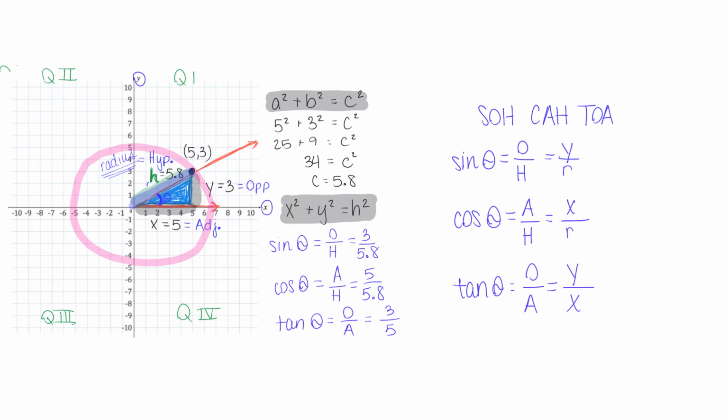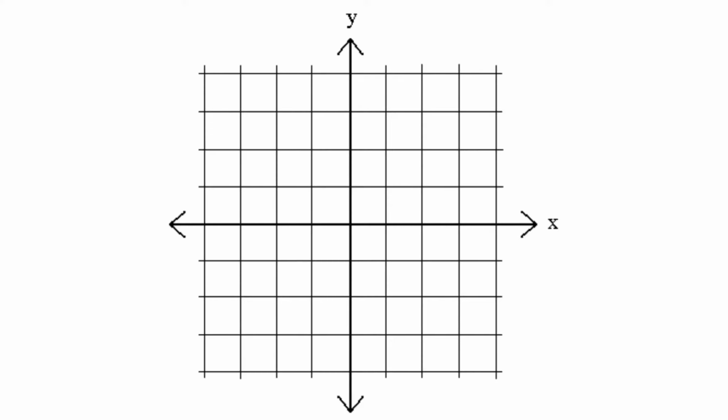Okay? So let's try another one. This time we're going to move to a different quadrant. Let's say we have a point -4, 5. I lied. -4, 3. Okay. So the first thing we're going to do is plot -4, 3. So we're going to say 1, 2, 3, 4, 1, 2, 3. So I'm going to plot my point right here.